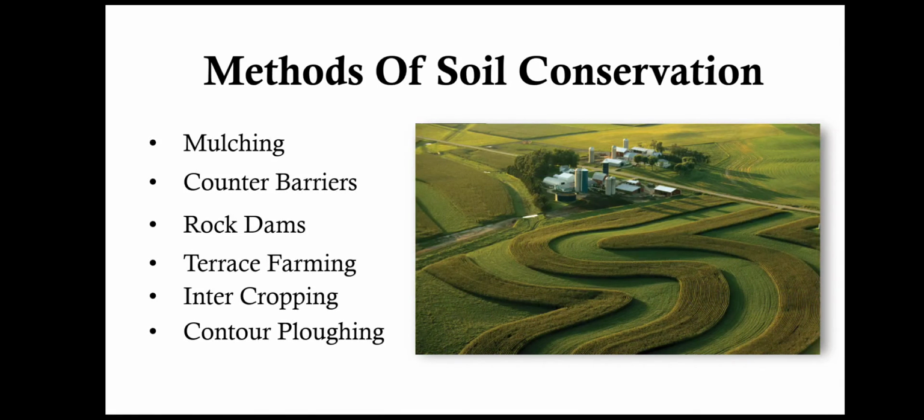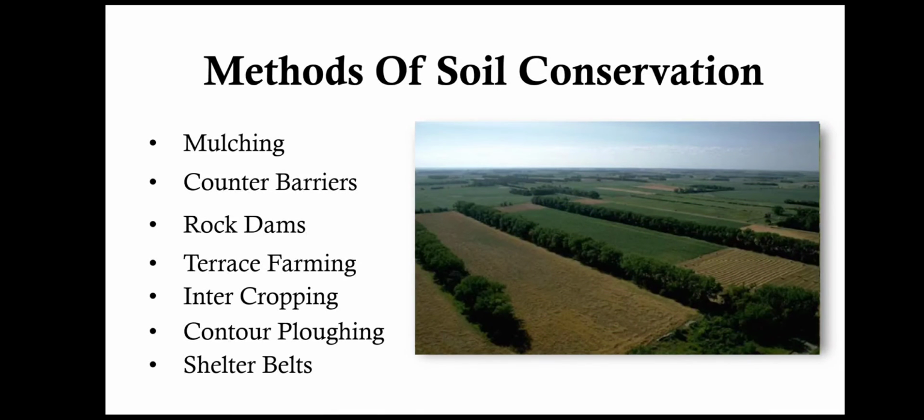Next is contour plowing. Plowing parallel to the contour of a hill slope to form a natural barrier for water to flow down the slope. Next is shelter belts. In the coastal and dry regions, rows of trees are planted to check the wind movement to protect soil cover. So this is all about soil and its conservation.